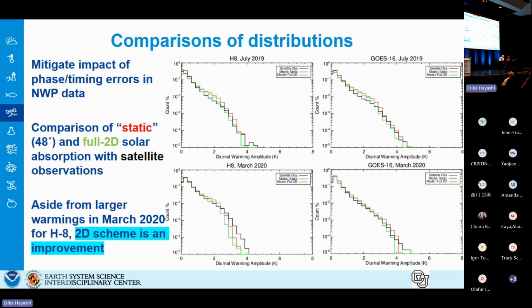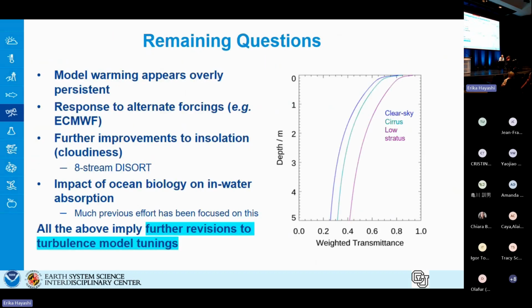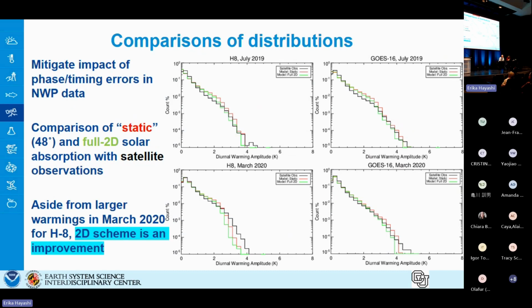We're not particularly happy with this March case. They're both not very good at the higher warmings. We're sort of losing a bit of warming here. But again, over in March 2020, I would say that generally speaking, we're happier with the green line. So overall, we say it was an improvement.